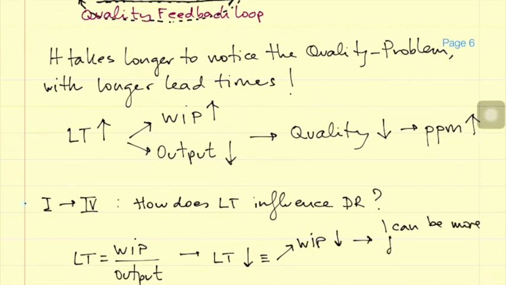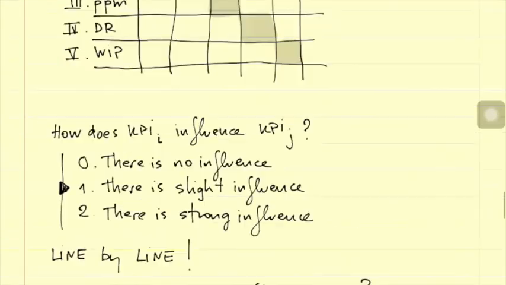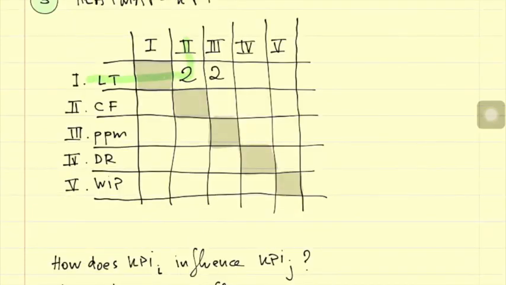be more flexible to customer demand changes. If I have less inventory, I can react faster. As a result, my delivery rate will go up. So if lead time goes down, delivery rate will go up.